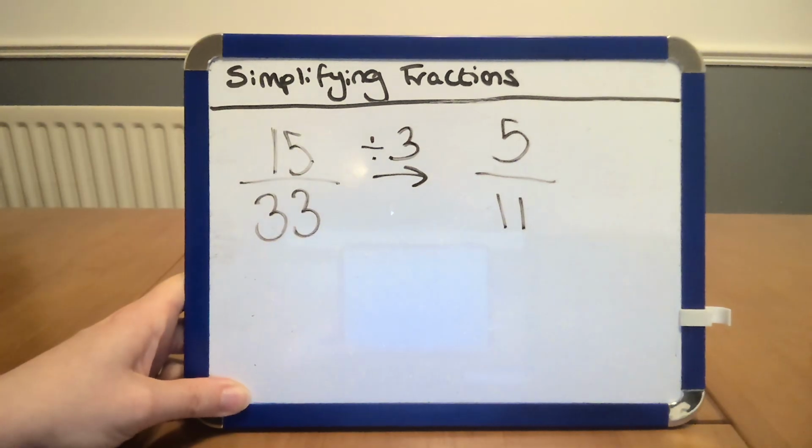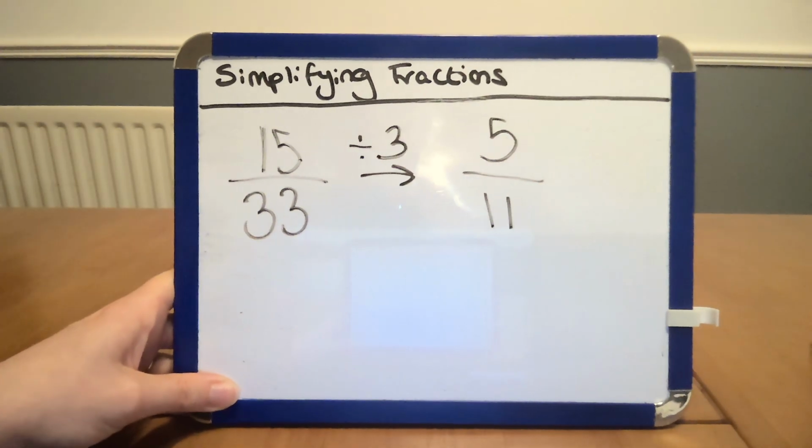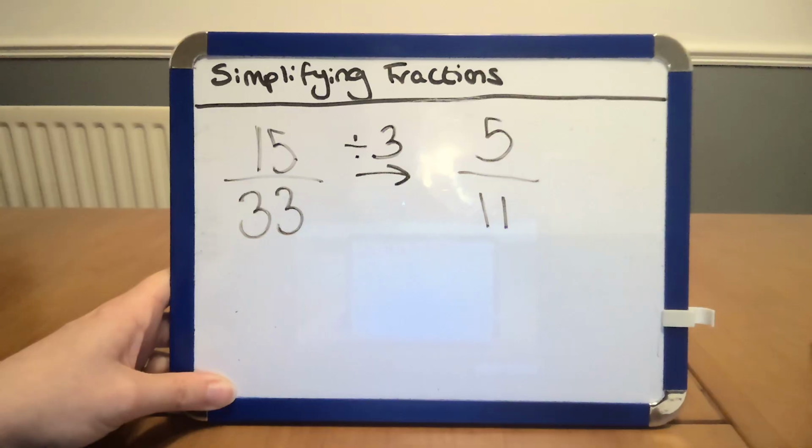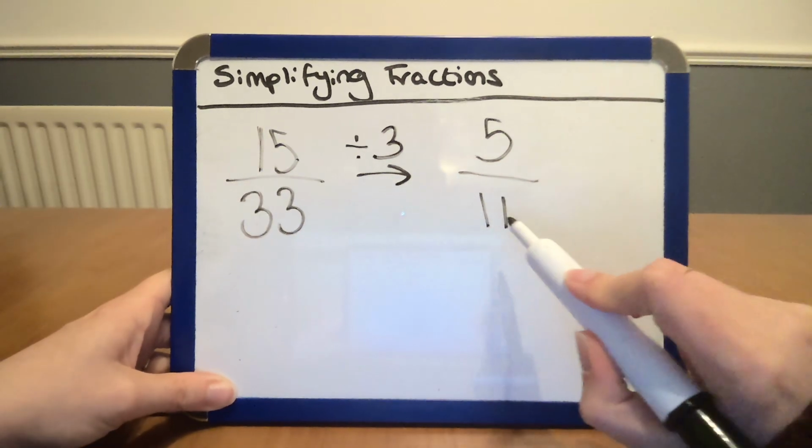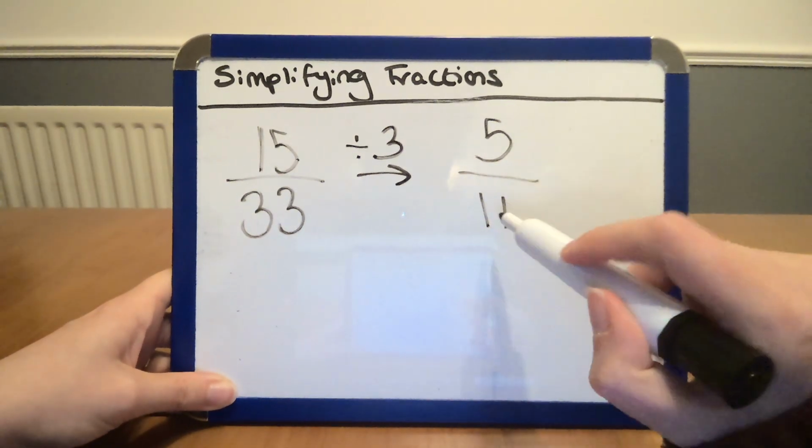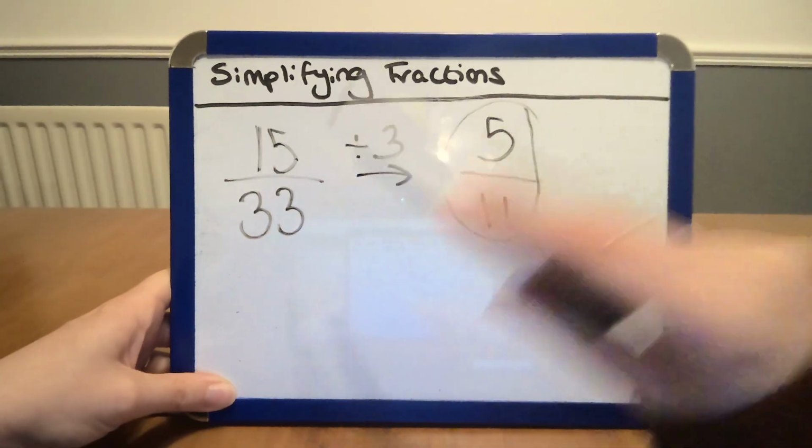Now, 5 and 11 are both odd numbers, however, they can't both be divided by the same number that I can think of, and 11 is actually a prime number. So 5/11 is the simplest that this fraction can go.